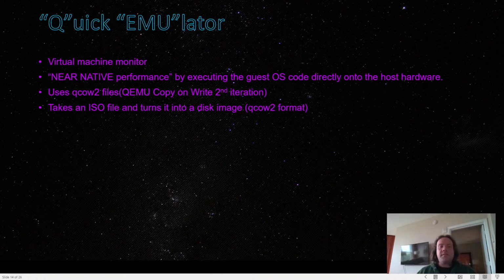So QEMU stands for Quick Emulator. It is a virtual machine monitor. It just takes care of the actual virtual machines. It gives you near native performance, just like a Type 1 hypervisor, while executing code of the guest OS directly on the host hardware. But it is technically a Type 2 hypervisor, because it requires a host operating system to run.